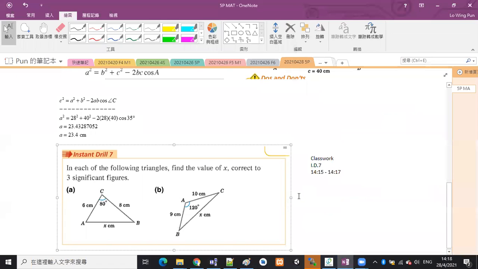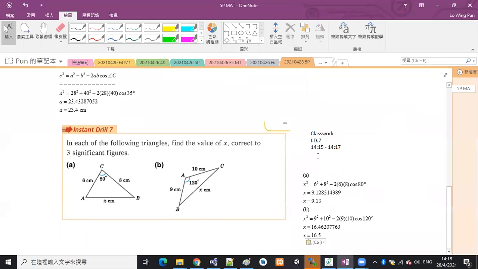Okay, have you done? Let's check the answers. So part A, x is 9.13 when you correct the answer to 3 SF. And then part B, it should be 16.5. Is that okay? Next one.